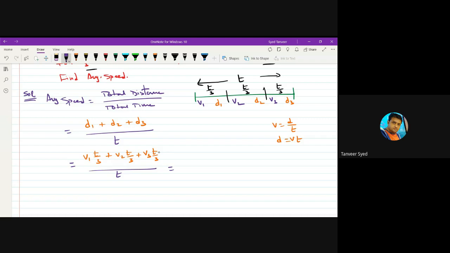In the numerator, we can take t common. It will cancel the time t in the denominator. So you have v1 by 3 plus v2 by 3 plus v3 by 3, which is v1 plus v2 plus v3 by 3. That is the average speed.